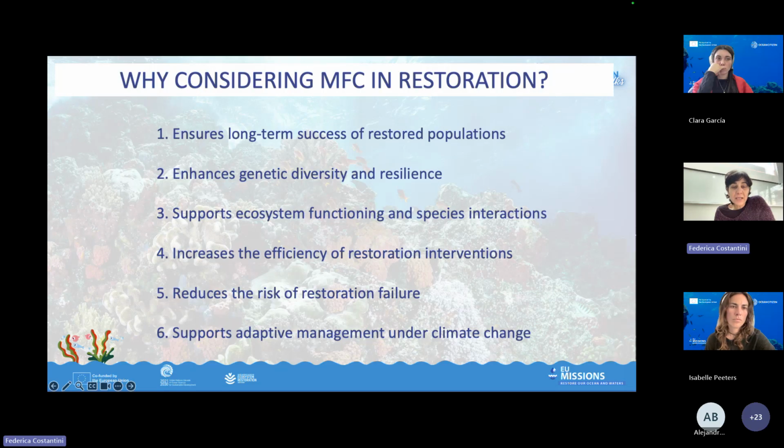And then for sure, including marine functional connectivity in restoration plans supports adaptive management under climate change, because if we restore a habitat without considering connectivity, it may lead to areas that look healthy initially, but that can collapse over time due to lack of recruitment, poor genetic input, or disrupted ecological processes. So including marine functional connectivity in restoration can also anticipate future dispersal patterns and maintain metapopulation stability under warming, acidification, and other climate stressors.